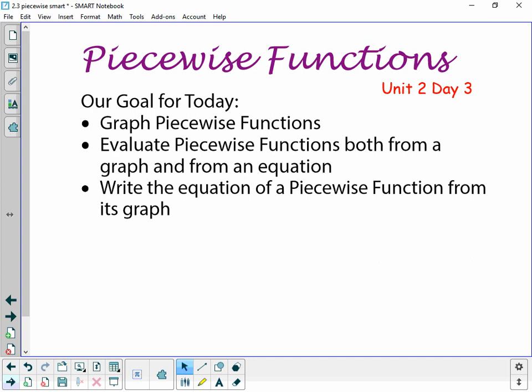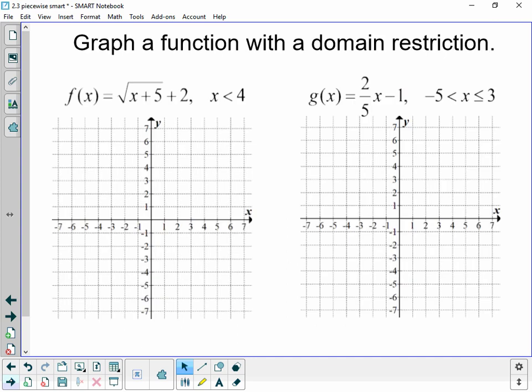So I want to start with just some functions that have domain restrictions. So f of x equals the square root of x plus 5 plus 2. So we have this root graph, but we have this little domain restriction right here. It's saying that we only want to keep the portion of it where x is less than 4. It's a root graph, but only part of a root graph when we graph it. So it's a function with a domain restriction.